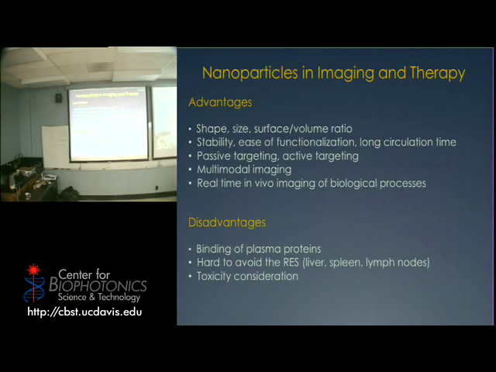It's hard because they're big. Unlike a molecule that is 0.1 nanometers, these guys are at the very least 10, 20 nanometers. So it's hard to go into this place, to avoid them going to these places, if not impossible. And also there's some toxicity consideration.